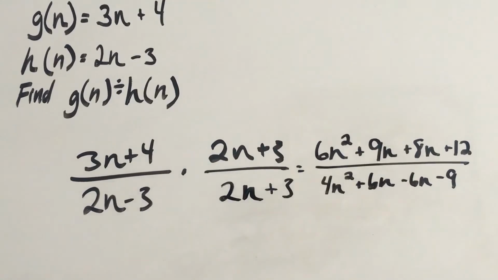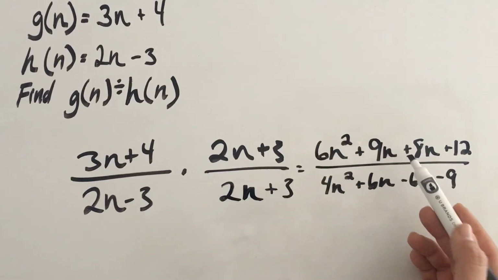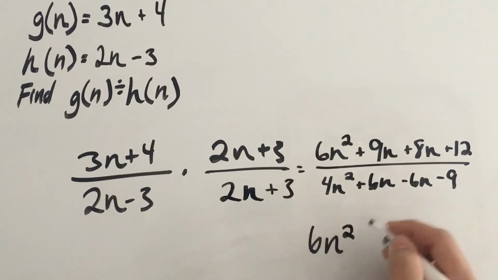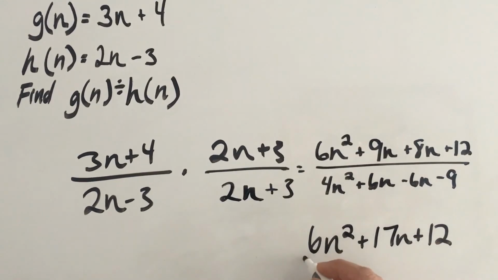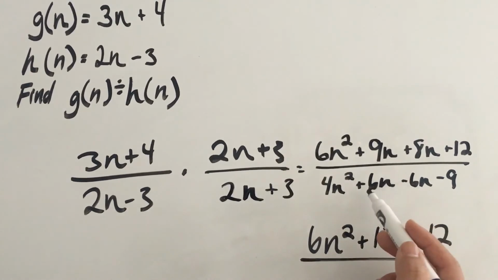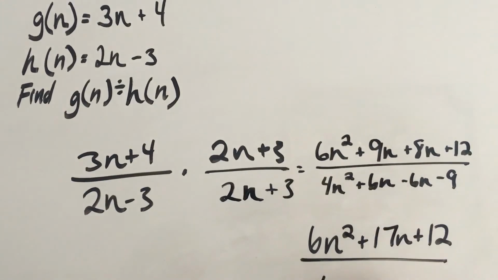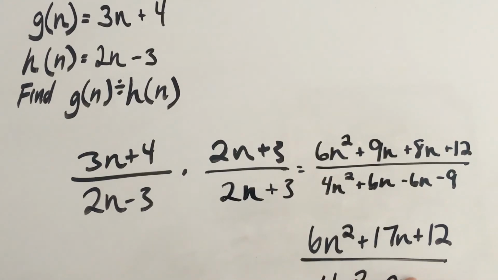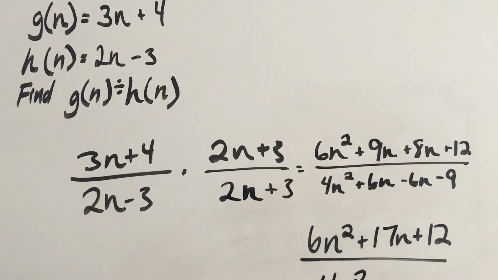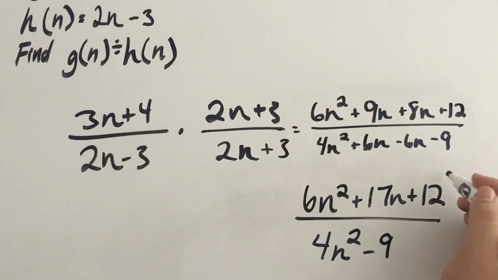Okay. Now you can combine like terms here. Okay. So on top we have 9 plus 8. That's going to give us 6n squared, and 9 plus 8 is going to give us 17n. Okay. And then on the bottom here, you notice you have positive 6n and negative 6n. Now, since they're exact opposites, they basically just cancel each other out. So you have 4n to second power minus 9. Let me get a better 9 there on the bottom. So yeah, that's basically what we're doing here.